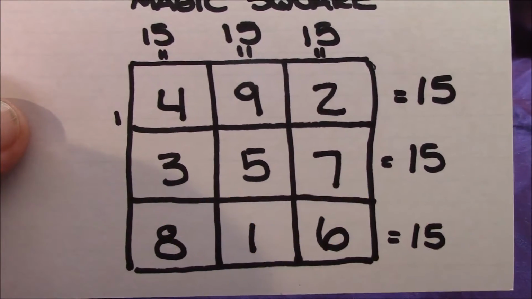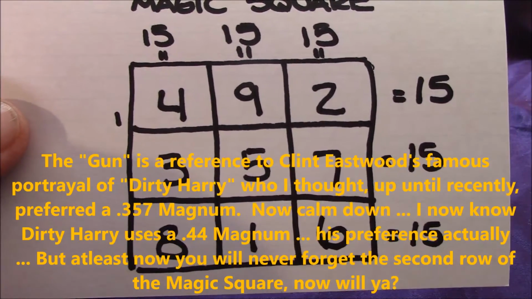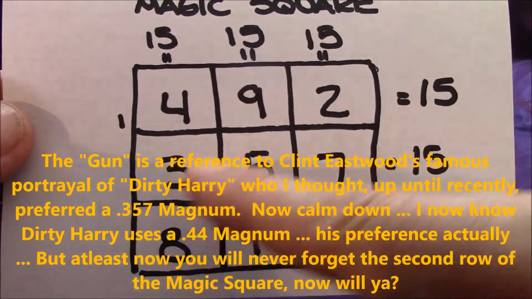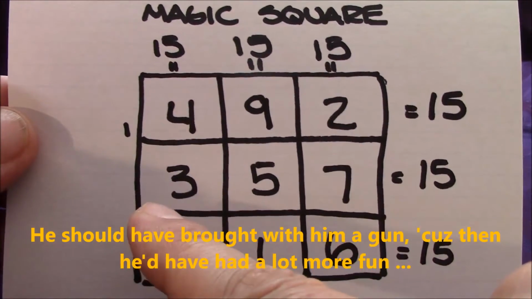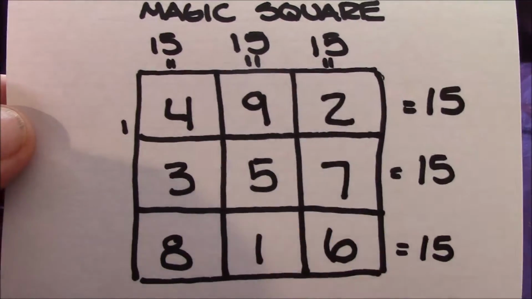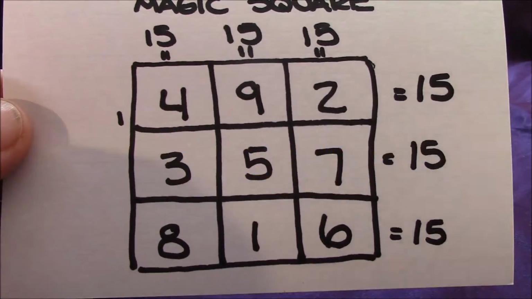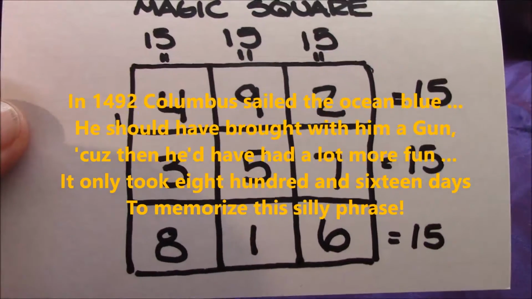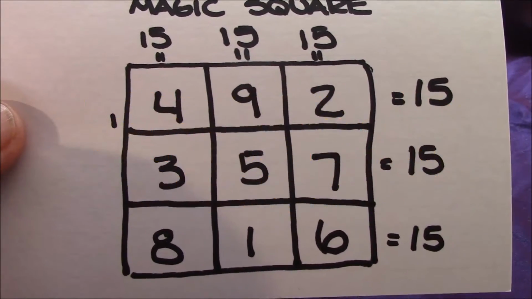Well, the person sharing this information with you would contextualize it and say, the gun is a reference to Dirty Harry and Clint Eastwood, and the only kind of gun Dirty Harry would ever carry is a .357 Magnum, right? So he should have brought with him a gun, .357, and then he'd have had a lot more fun. It only took 816 days to memorize the silly phrase. So taken all together, it's in 1492, Columbus sailed the ocean blue. He should have brought with him a gun, because then he'd have had a lot more fun. It only took 816 days to memorize the silly phrase.